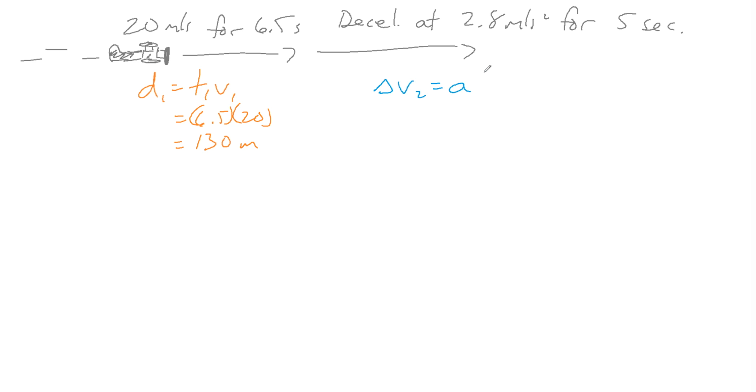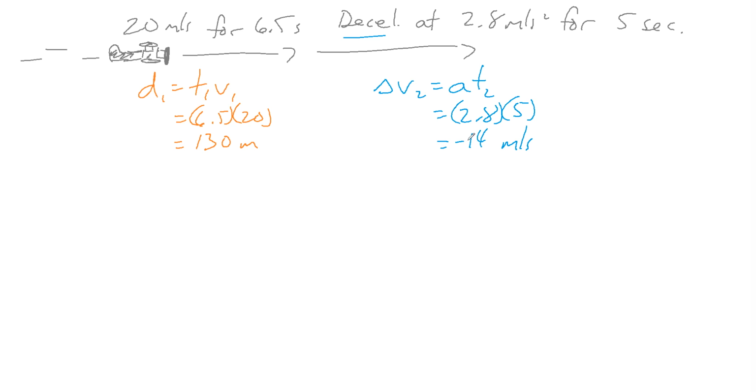And the subscripts are important. So the acceleration times my second time, not the 6.5, but that 5 seconds. So I've got the 2.8 and I've got the 5, and I can multiply them together. The 2.8 times the 5 gives me a change in v of 14 meters per second. Now, I know it's slowing down because it's decelerating, so it's actually going to be a negative 14. It'd be a negative acceleration, so negative 14.